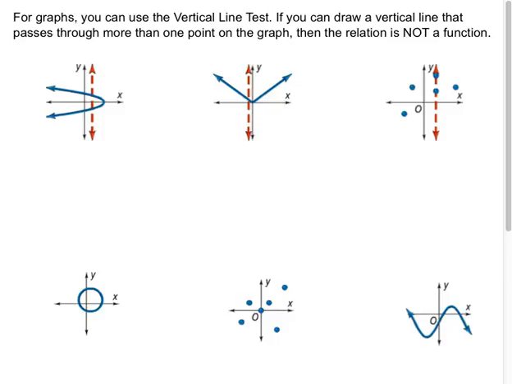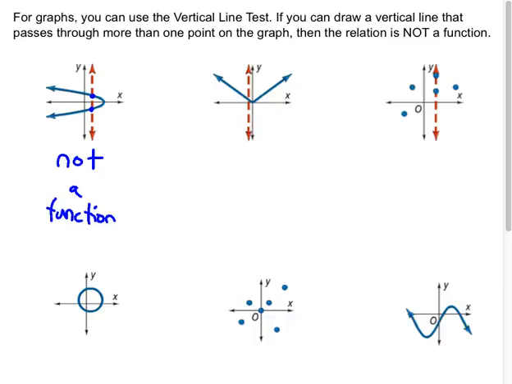The first couple have some lines already pre-done for us. This vertical line, I notice, touches twice. It intersects with that graph twice. Remember, that is a huge no-no. That is not going to be a function because that piece of the domain, that x value, is being used to go to two separate y values. Absolutely not a function.